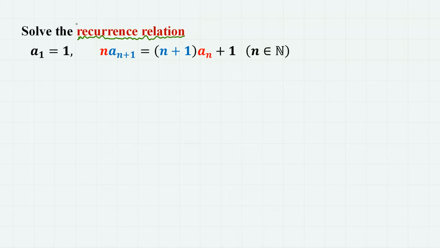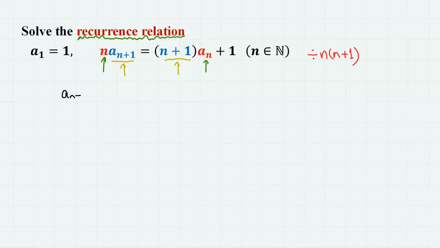The recurrence relation is given like this: a1 equals 1, and then n times an plus 1 equals n plus 1 times an plus 1. The key here is noticing that n is here and an is here, while n plus 1 is here and an plus 1 is here. Now let's divide both sides of the recurrence relation by n minus 1 and see what happens.